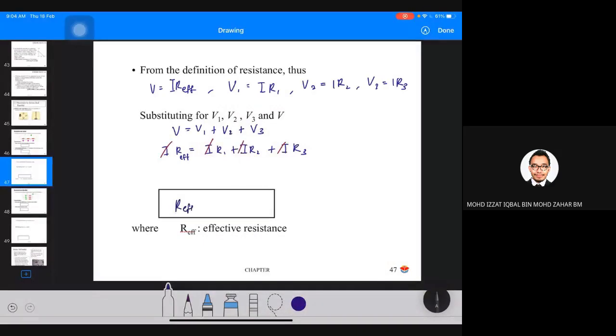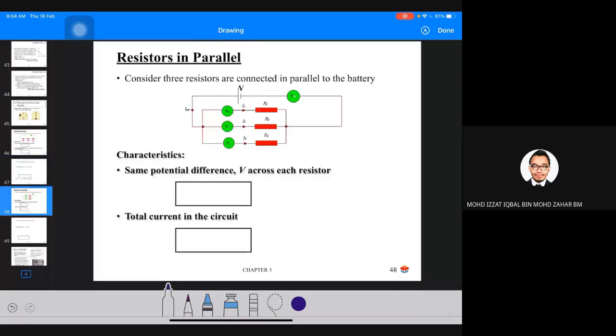But the key thing here is that the current is no longer the same. So current would be I equals to I1 plus I2 plus I3. So every time it meets a junction, the current's behavior is that it will split. How much the split is depends on the resistance. So like I said, if current is a plus sign, I think it is reversed. Okay, if current is a plus sign, that means the voltage must be the same.